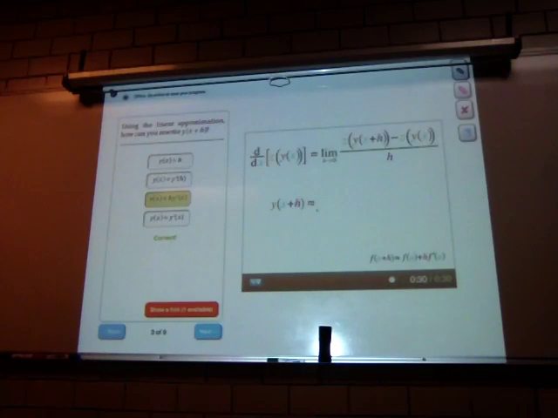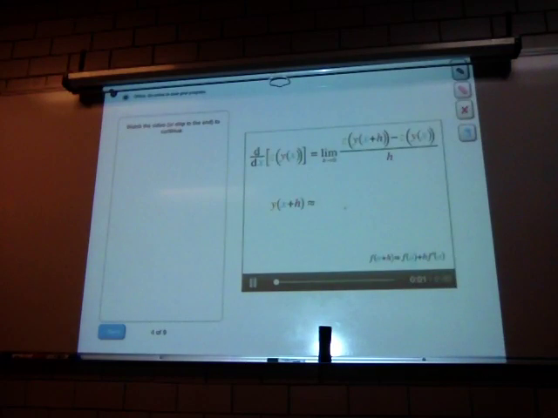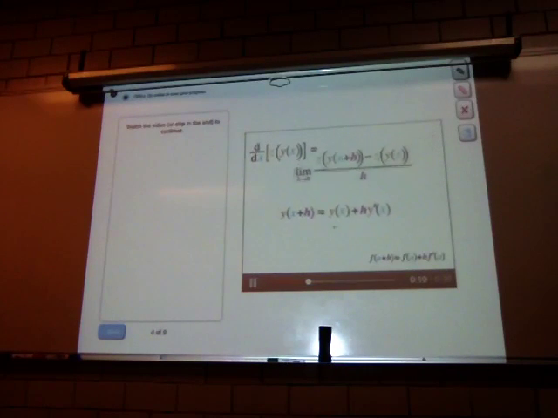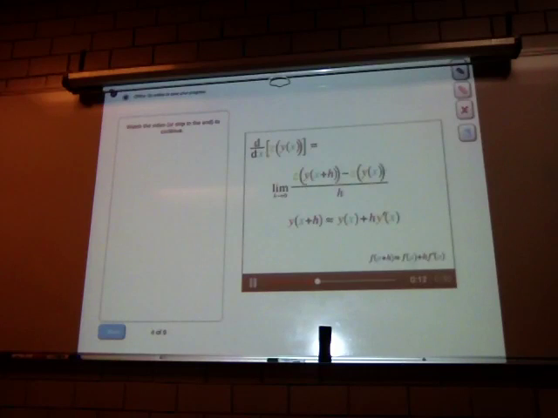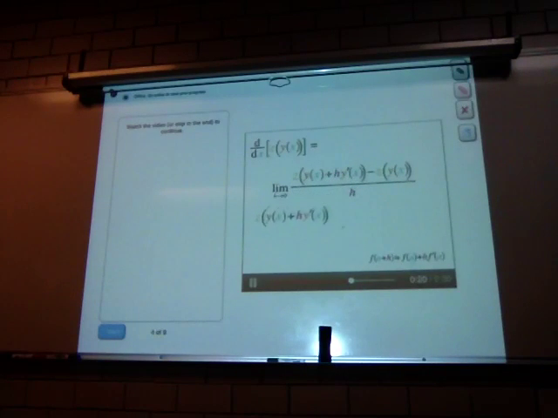Excellent. Yes, for very small h, y of x plus h is approximately equal to y of x plus h times y prime of x. So let's plug this result back into the limit. And now we're evaluating z for the input y of x plus h times y prime of x. This is tricky, but can you apply the linear approximation again for this expression? As h gets very small, this whole term here, h times y prime of x, also gets very small.